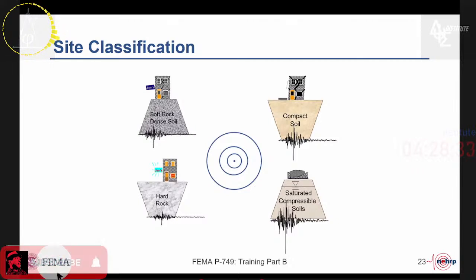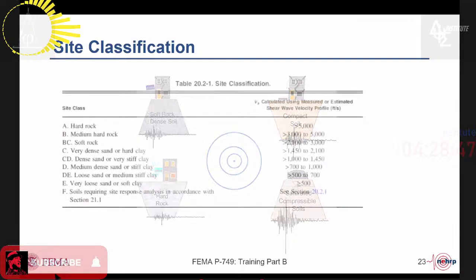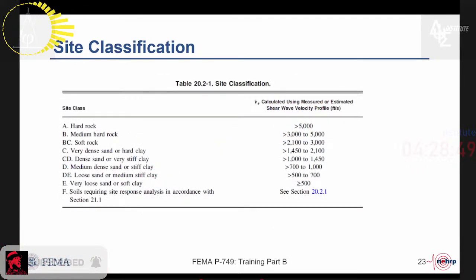Rock and hard rock tend to produce relatively low amplitude shaking. And as soils become softer, they tend to produce higher amplitude shaking and shaking that has energy content at longer periods. And we represent these effects in ASCE 7 by referring to the site class of the soils.